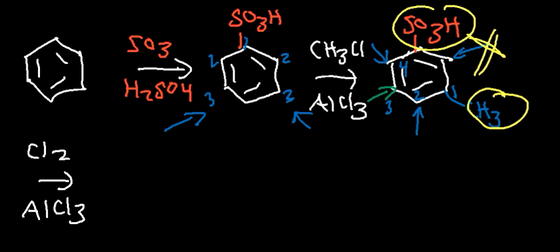Now, both the SO3H group and the methyl group are directing it in different locations. However, who is stronger? Is the methyl group stronger than the sulfonic group, or is it the other way around? So now we've got to go back to that chart. The methyl group is an R group, which is weakly activating. The SO3H group is a strongly deactivating group. So methyl activates the ring more than the SO3H group. So methyl is going to direct it. It's going to tell the chlorine where to go because it's more activating than the SO3H group. So chlorine will go either here or here. So we're going to get a mixture of products.